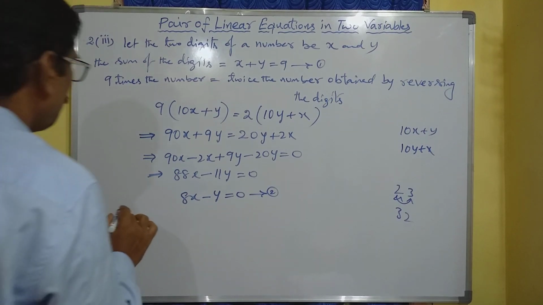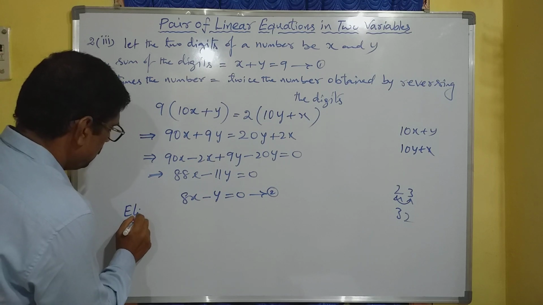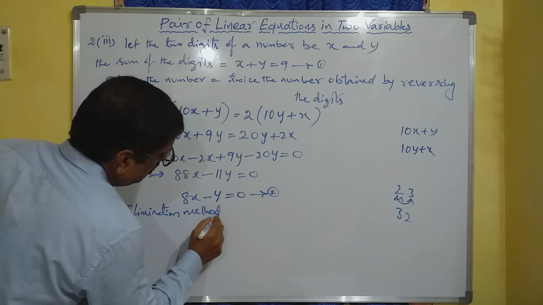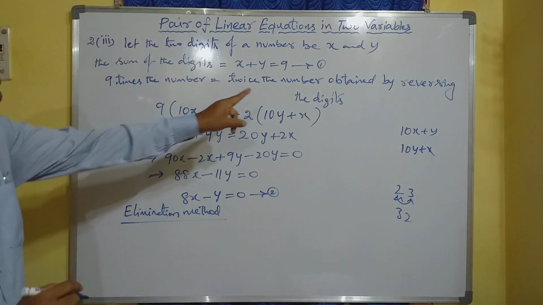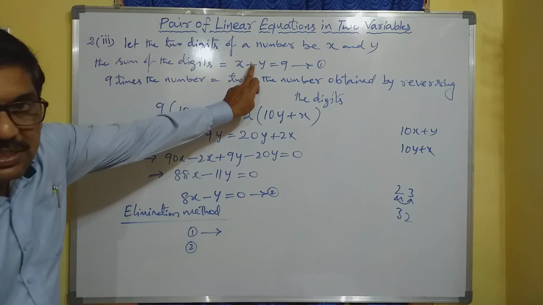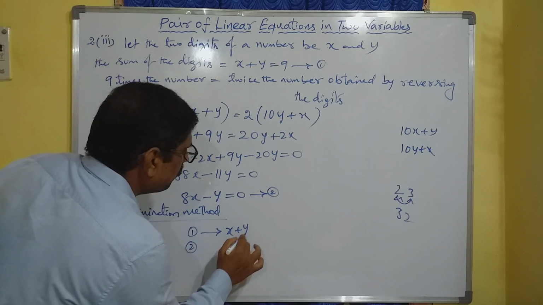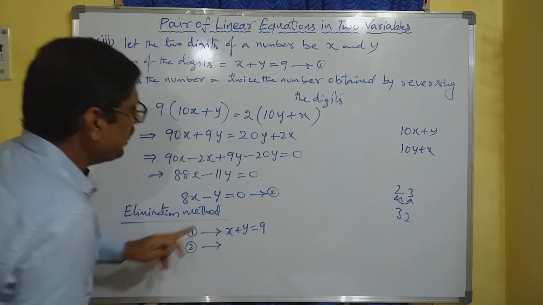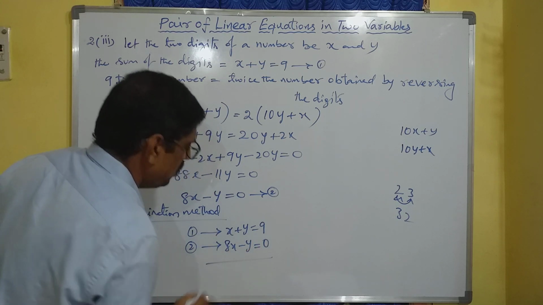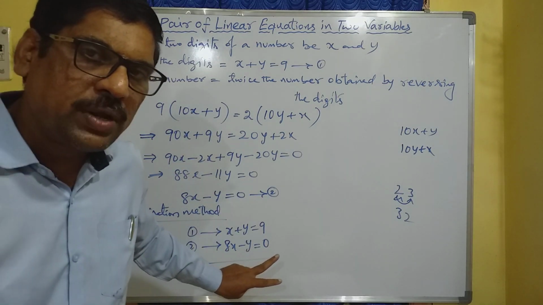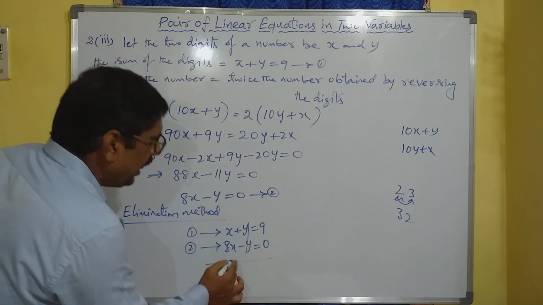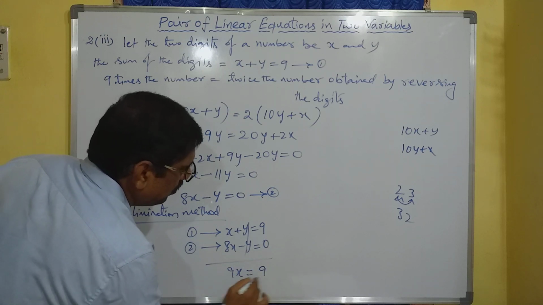Now let us solve these two equations by the elimination method. For the elimination method, we take the first equation and the second equation. The first equation is the sum of the two digits, x plus y is equal to 9. And the second equation is 8x minus y is equal to 0. Here we have opposite symbols for the variable y, so we can cancel directly without changing the signs. x plus 8x is 9x is equal to 9 plus 0, 9.